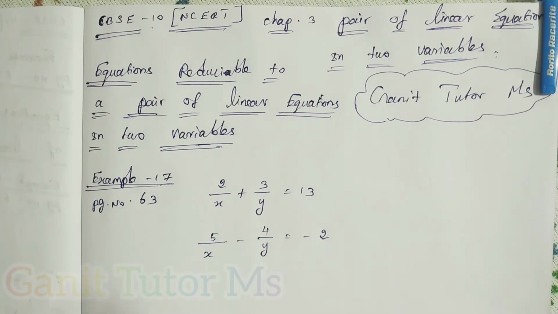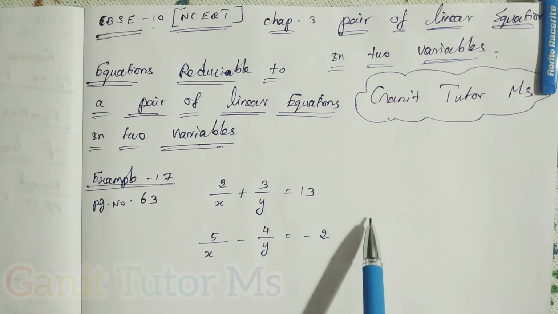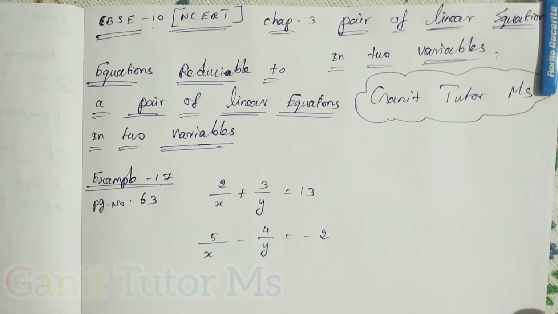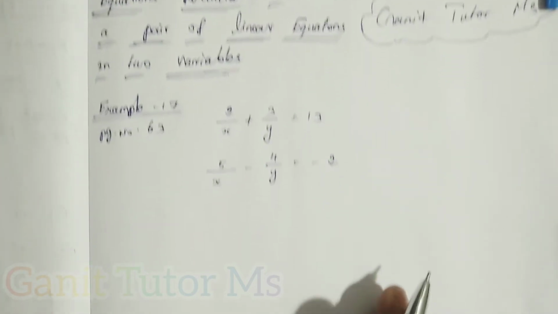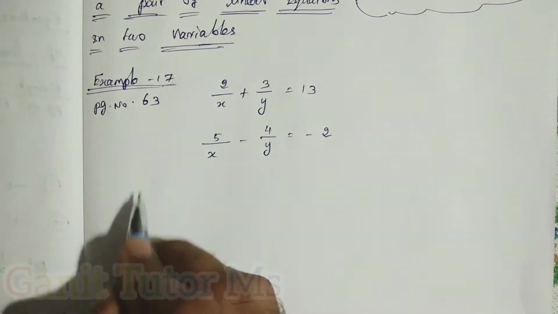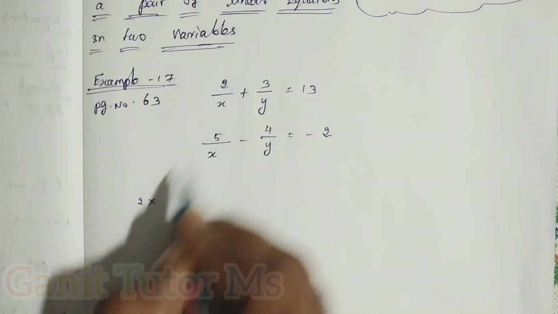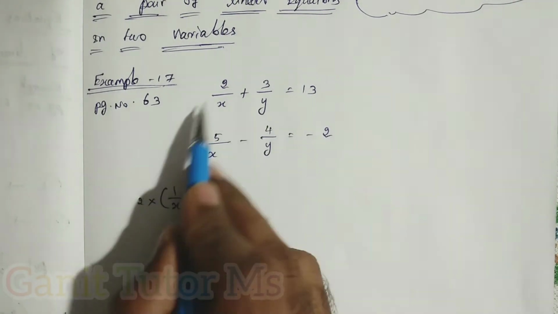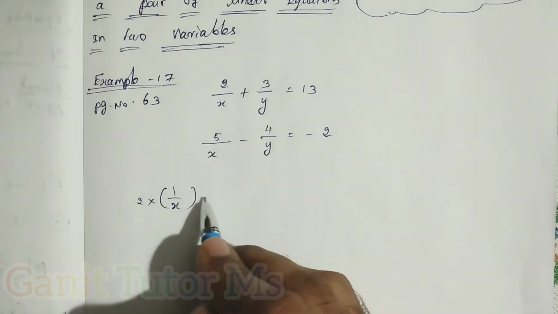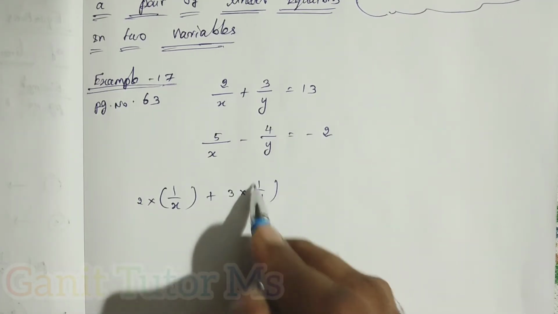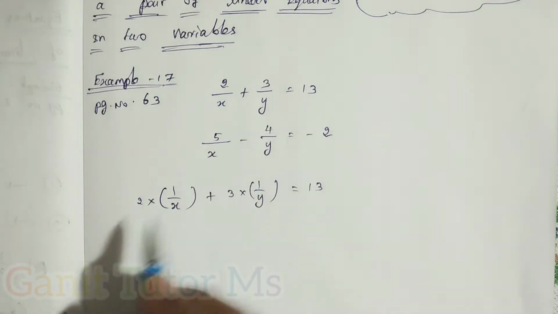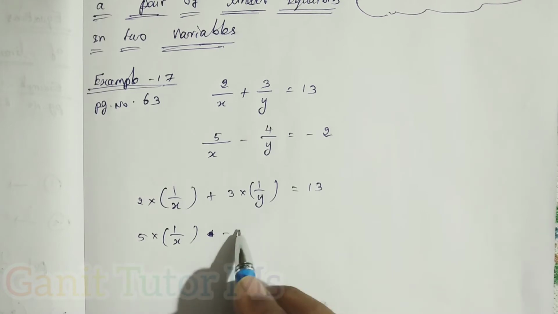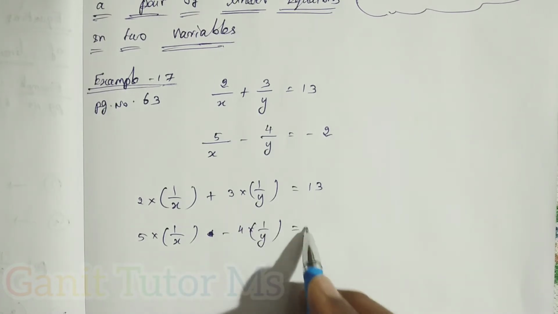In example 17, they have given this pair of equations, but it's not linear. First, we put some suitable substitution to make these two equations linear. So what I am going to do here is write the equations again. The first one can be written as 2 into 1 by x, taking 2 alone outside: 2 into 1 by x plus 3 into 1 by y equals 13. That is the first equation. The second one is the same: 5 into 1 by x minus 4 into 1 by y equals minus 2.